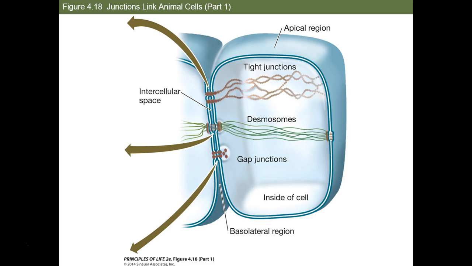Figure 4.18, pictured here, illustrates all three cell junctions: tight junctions, desmosomes, and gap junctions.